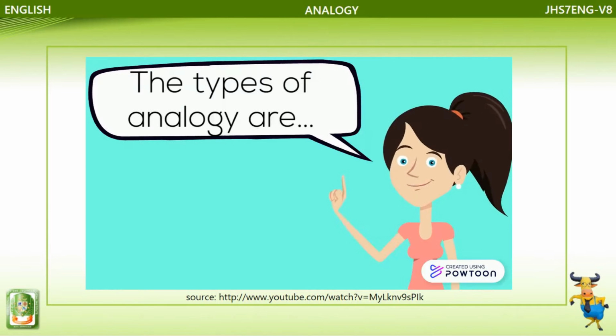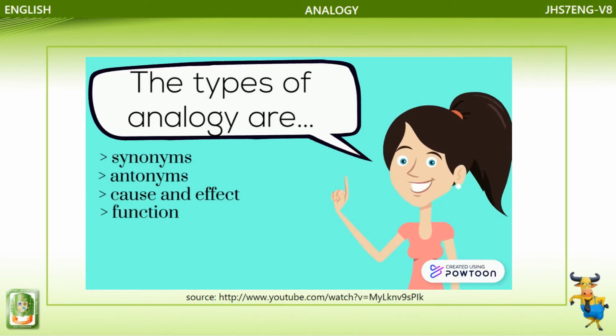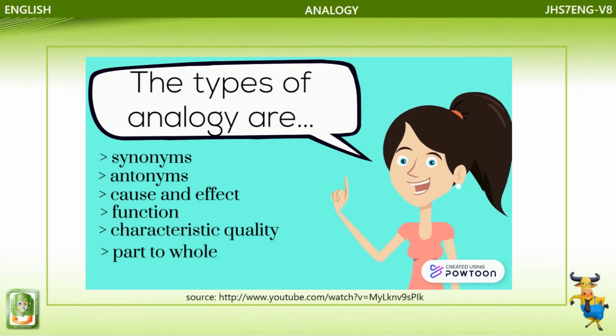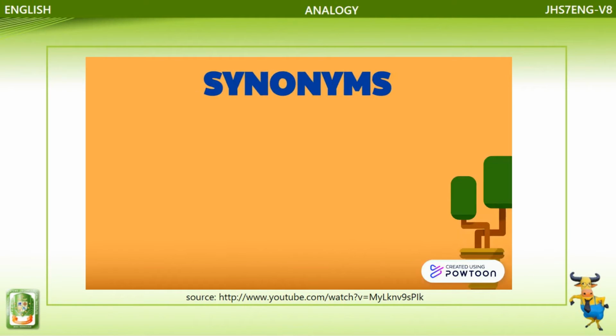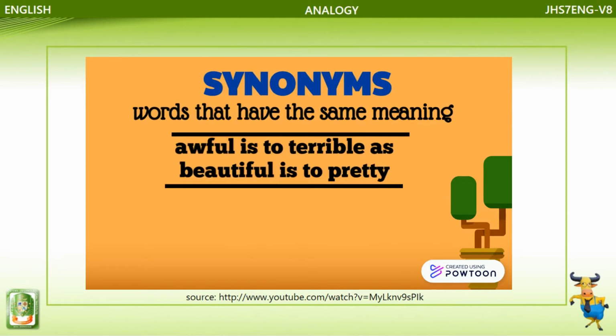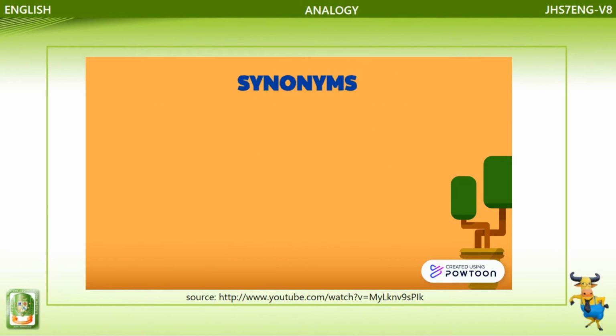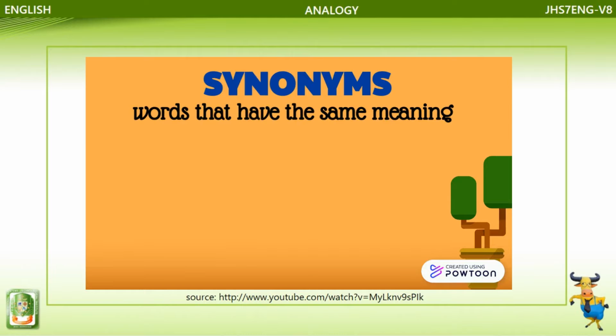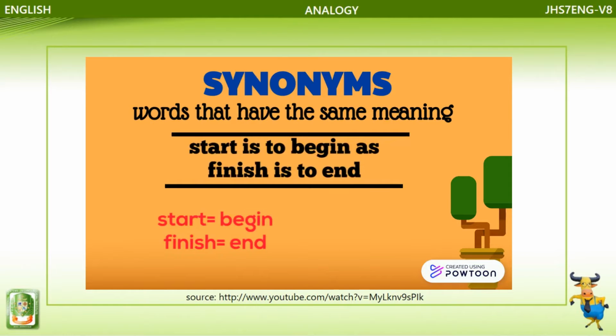The types of analogy are synonyms, antonyms, cause and effect, function, characteristic quality, and part to whole. Synonyms are analogies that have the same meaning. Example, awful is to terrible, as beautiful is to pretty. Awful has the same meaning with terrible. Beautiful and pretty mean the same, too. Another example is, start is to begin, as finish is to end. Start and begin mean the same, as well as finish and end.